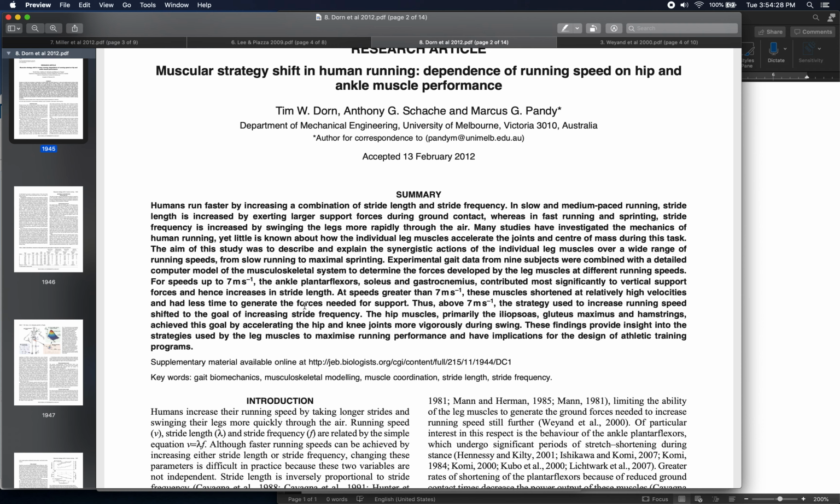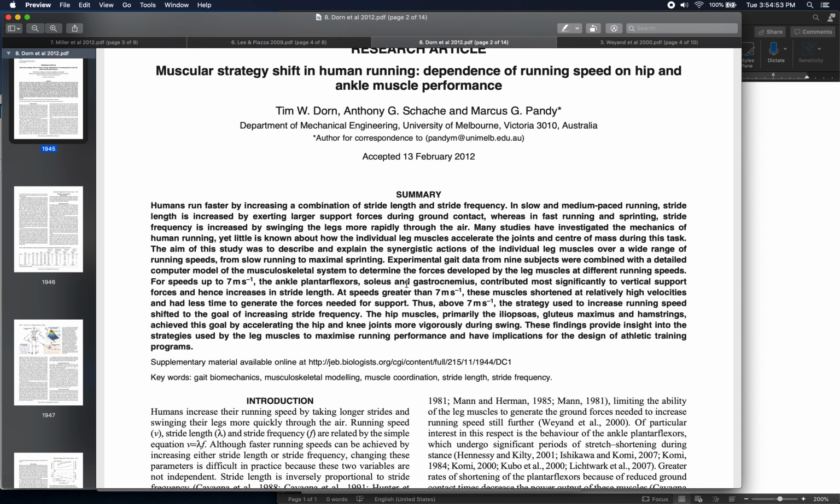So as I increased my speed above 7 meters per second, my plantar flexor muscles topped out. They're producing as much force as they can at these really fast shortening velocities, and they can no longer make a greater contribution to offsetting gravity and producing the vertical forces I need faster. So above 7 meters per second, my strategy has to shift.